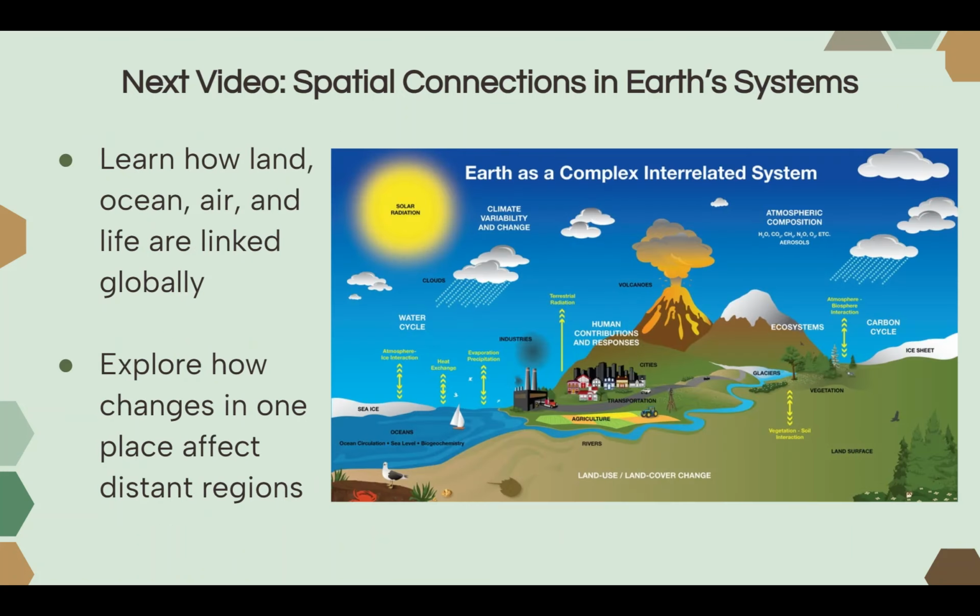So, in the next video, we're going to talk about spatial connections in Earth's systems. We're going to learn how land, ocean, air, and life are linked, not just locally, but globally. And we're going to explore how changes in one place can affect completely distant regions. So this is more about how spatially Earth systems are connected, not just in shorter, smaller locations.